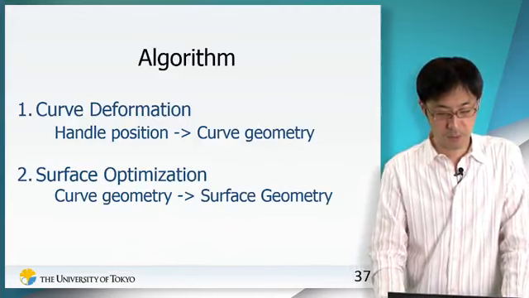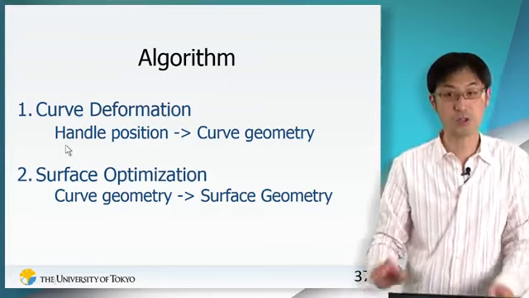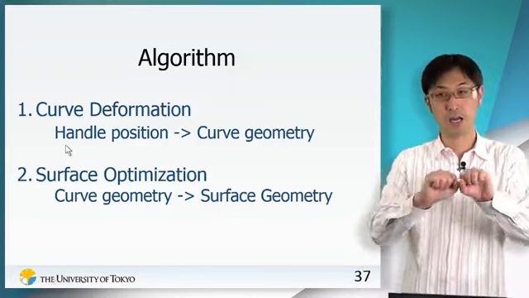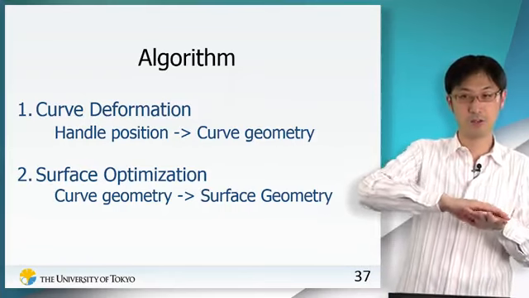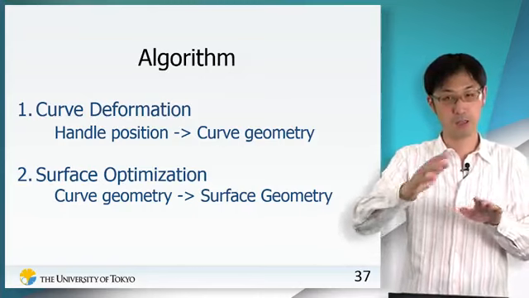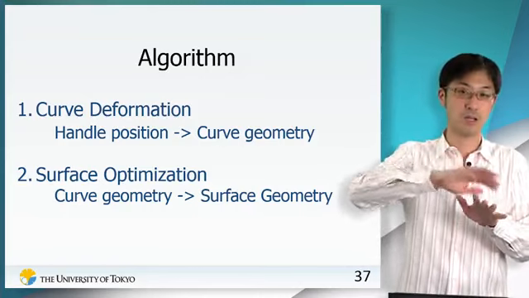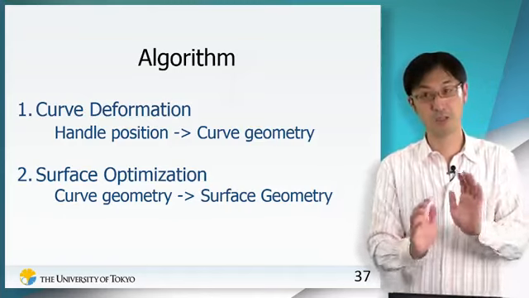Let me describe the algorithm behind the scenes. The basic idea is that the user controls the curves, and the curves define the boundary, and the system automatically generates a smooth surface based on the curves by running a continuous optimization, trying to make a smooth surface defined by the curves. So that's the basic idea.